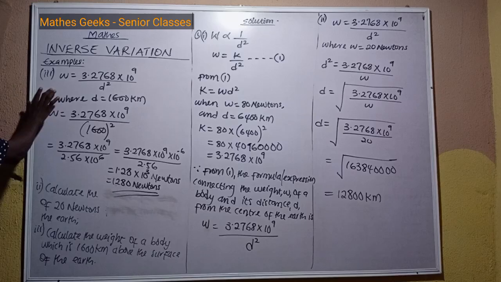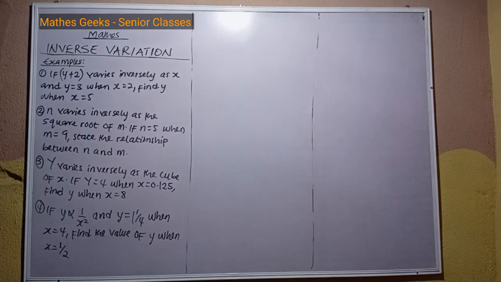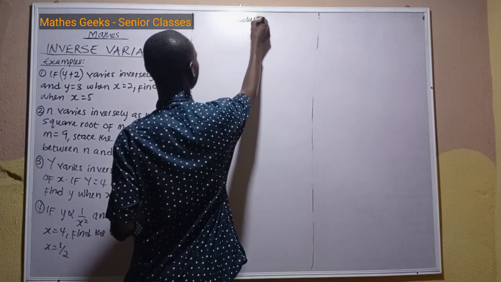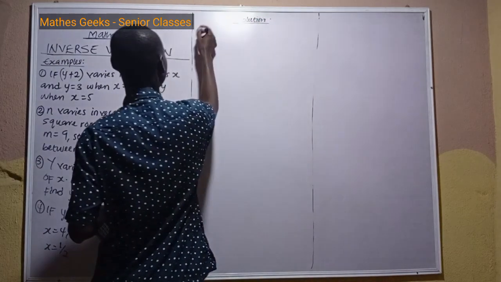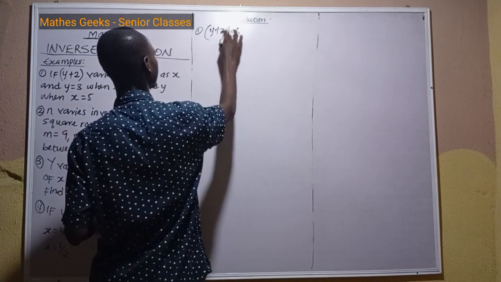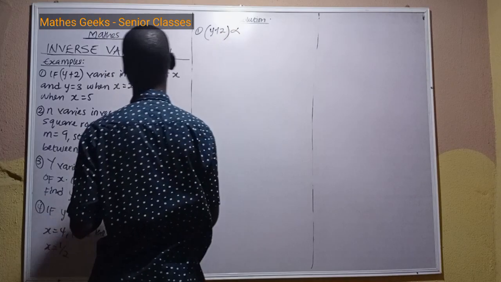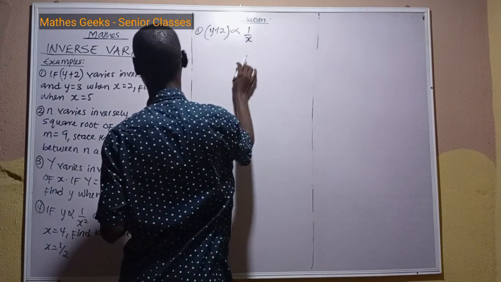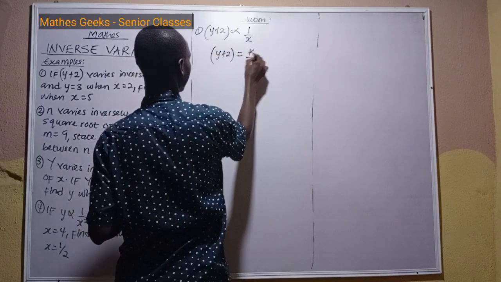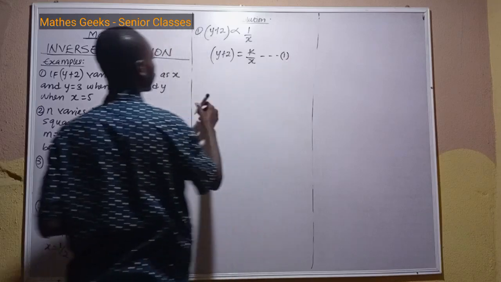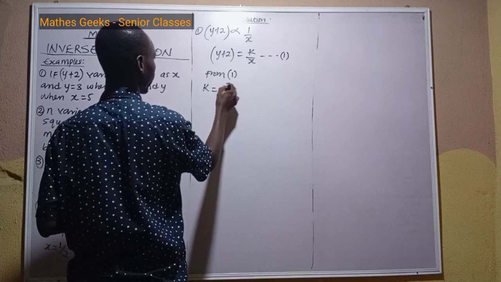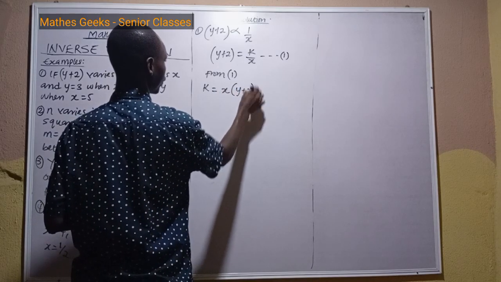Figure 3. If y plus 2 varies inversely as x, okay, so y plus 2 is equal to k over x, equation 1. So from 1, k is equal to x times y plus 2.